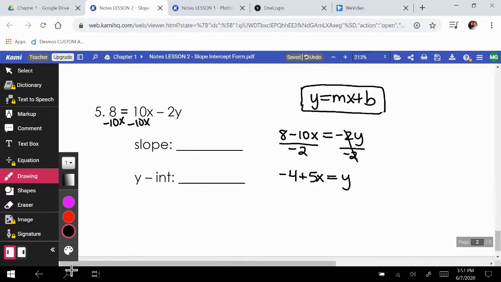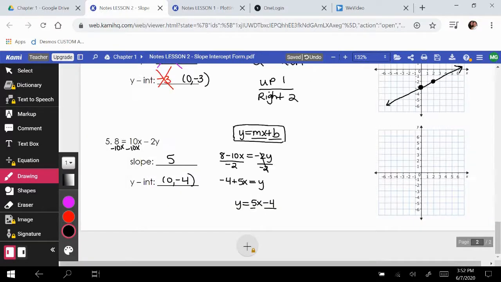Okay, so just with some reworking here, right? mx is your 5x. Then plus b, the constant, is negative 4. Okay, now I can easily identify the slope and the y-intercept. The slope is 5, and the y-intercept is negative 4, which I'm going to write as (0, -4). Let's first plot the y-intercept, (0, -4).